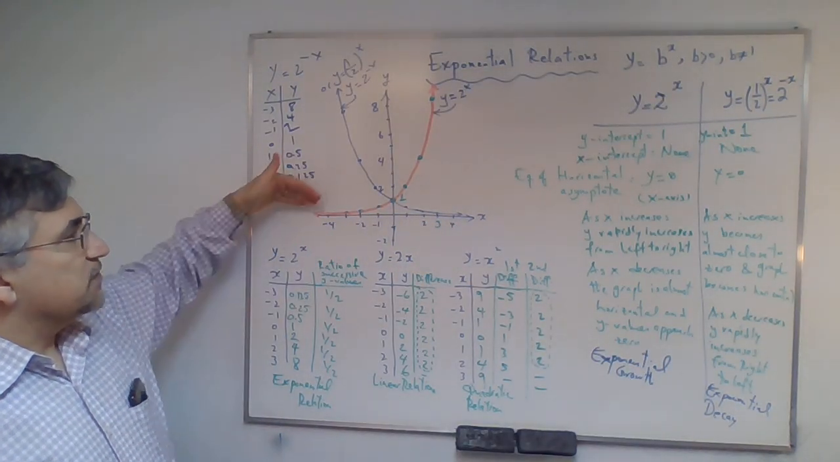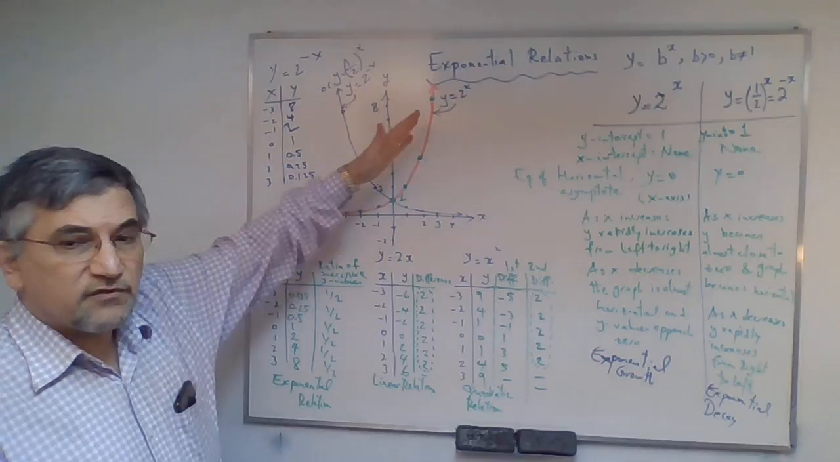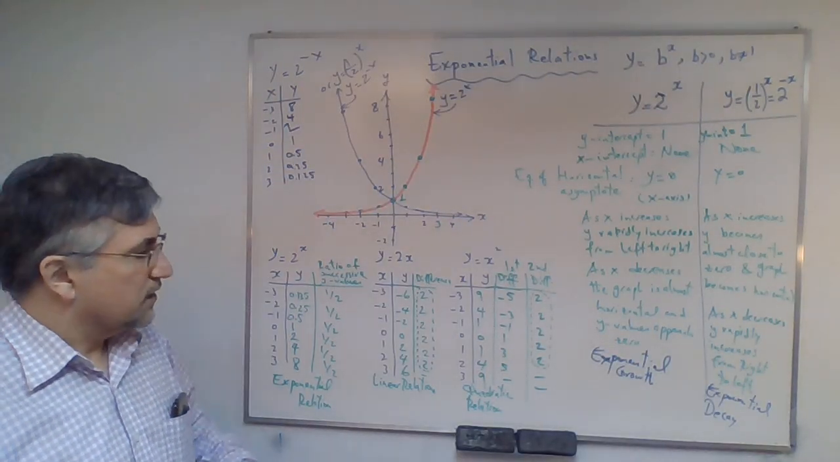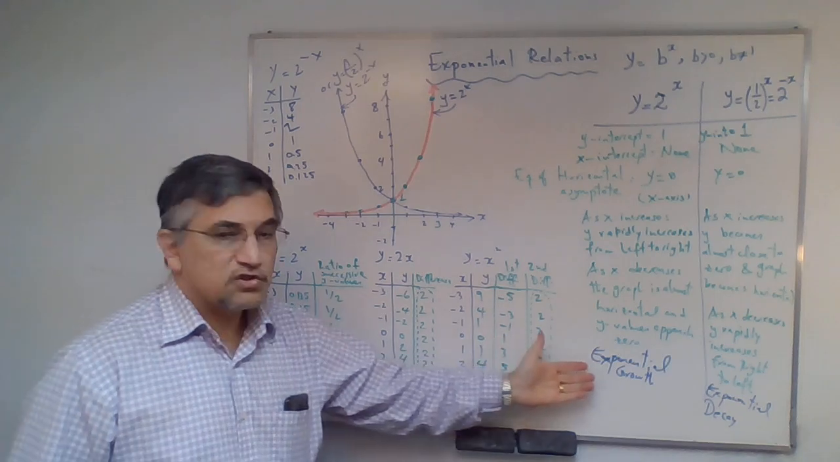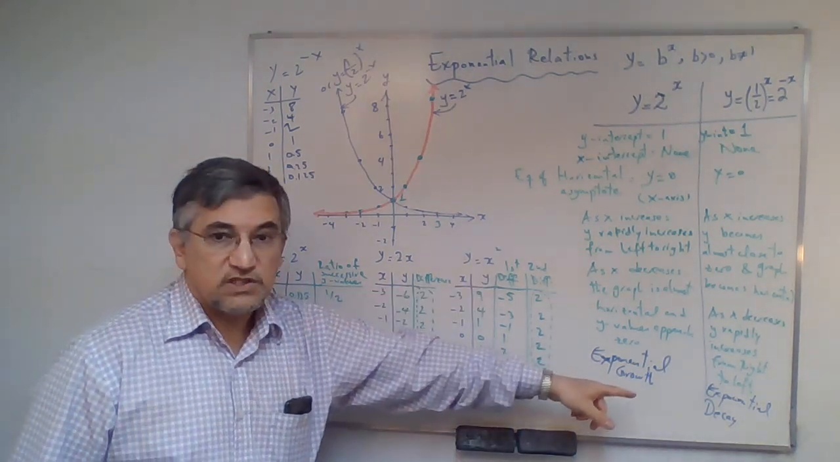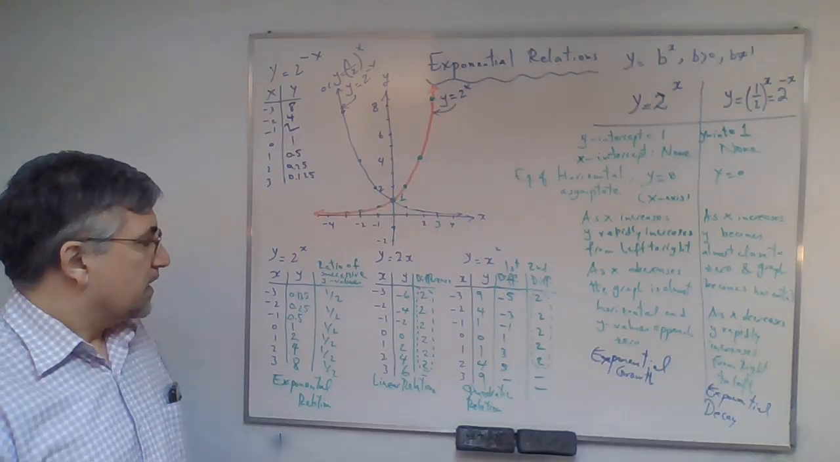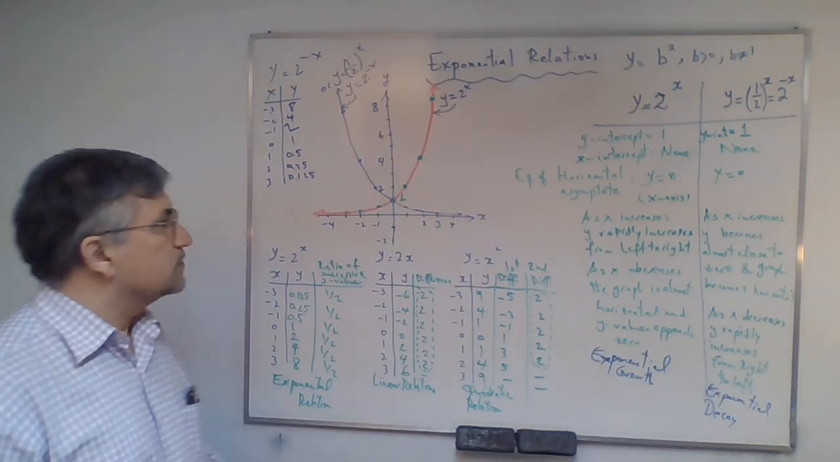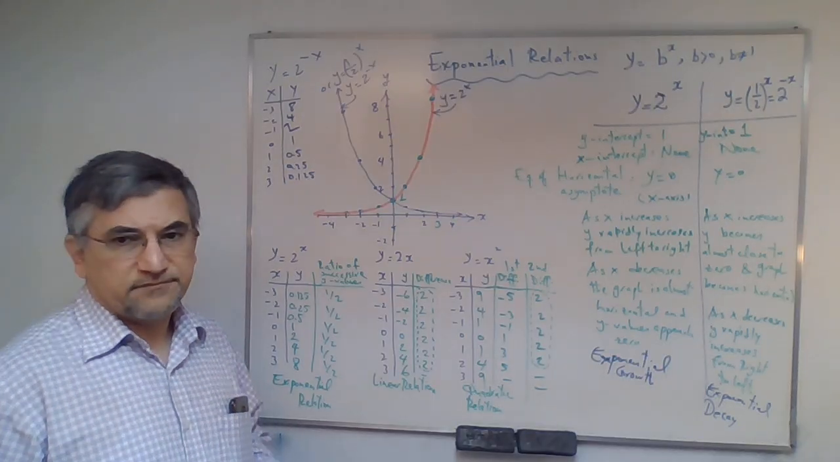But as you see, one of them is increasing rapidly from left to right. One of them is actually decreasing rapidly from left to right. So one has this particular name of exponential growth. One has the name exponential decay. And we will discuss this further in the next lectures. But so far, this much is enough.